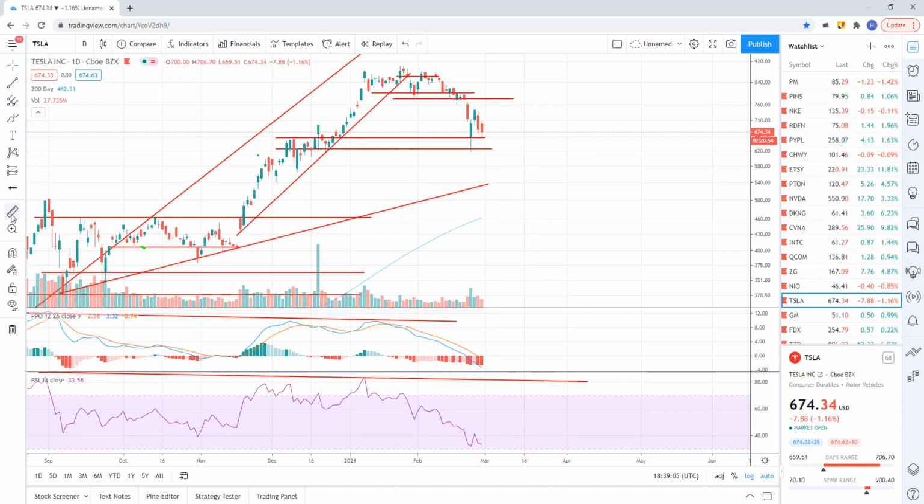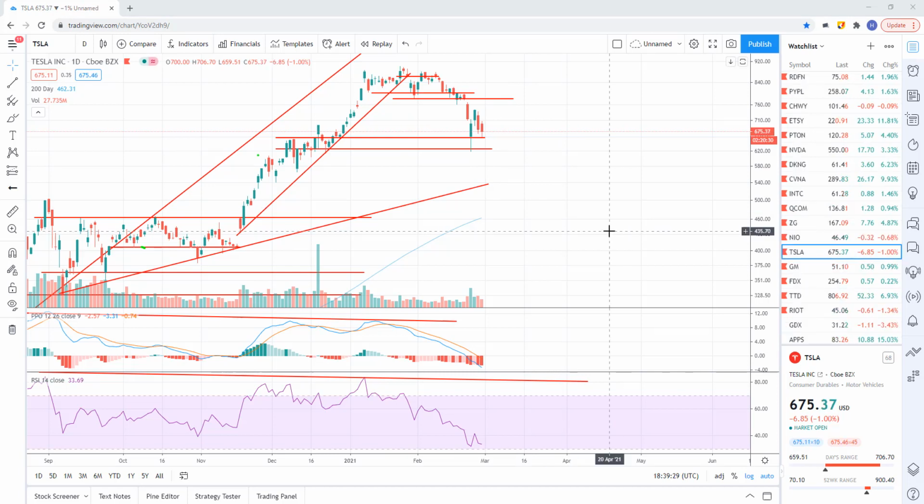But from the highs, and really from when we got the sell signal, that is going to be a drop of about 36%. So that's a pretty good size drop in Tesla. So watch for that price action.